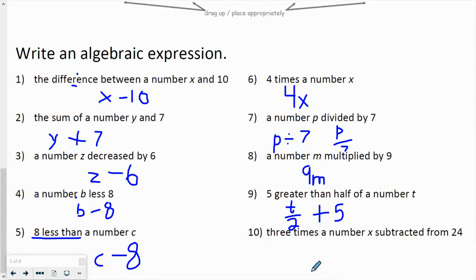Okay, number 10. 3 times a number x subtracted from 24. So from 24 means that's where I'm starting. I'm starting with 24. And then I'm going to subtract that 3x. Okay, so if you need to, pause this to fill in your notes before moving on.